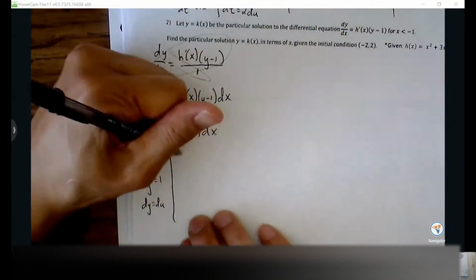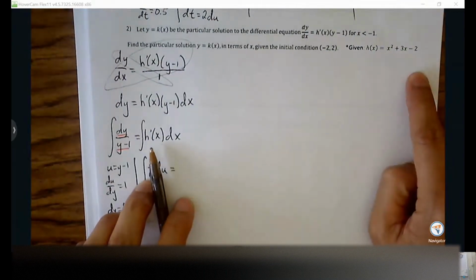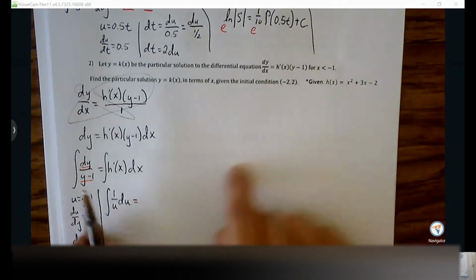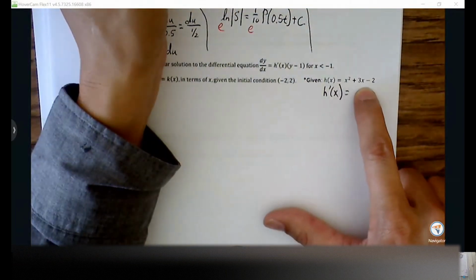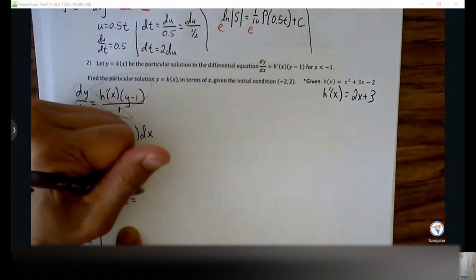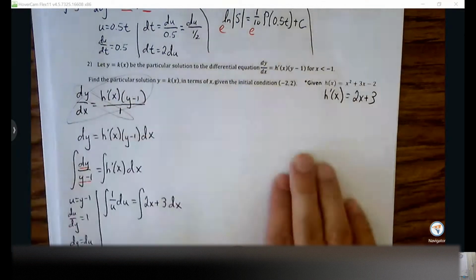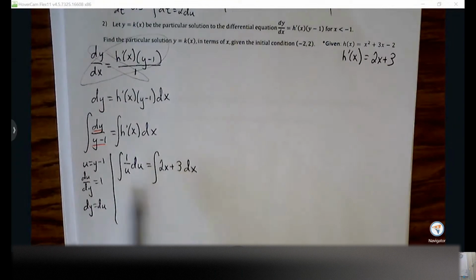Okay, so we just have 1 over u du on the left side. On the right side, h prime, so we're going to refer to h prime from h of x. H of x is x squared plus 3x. We'll find h prime and we'll dump it in here. So simple power rule here, h prime is just 2x plus 3. And I'll put this over here. All right, I got everything lined up and ready to go. Any questions so far?